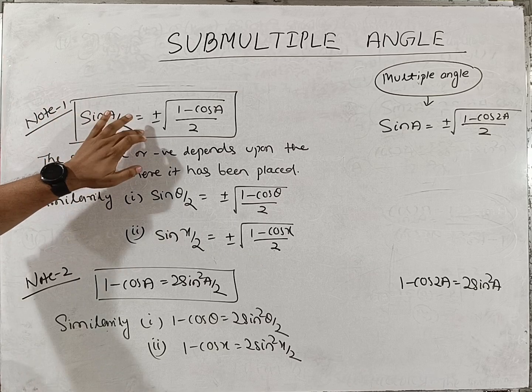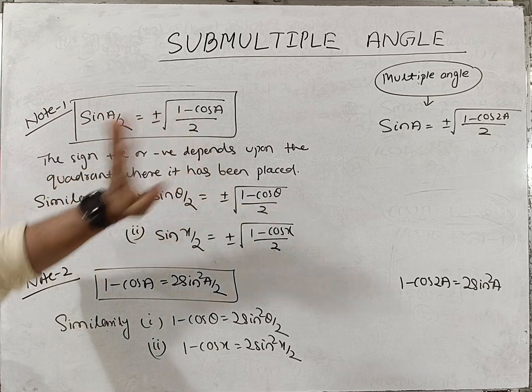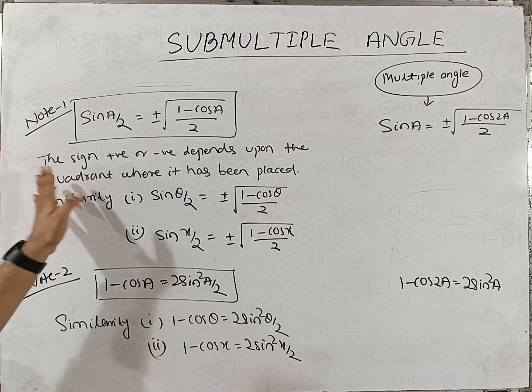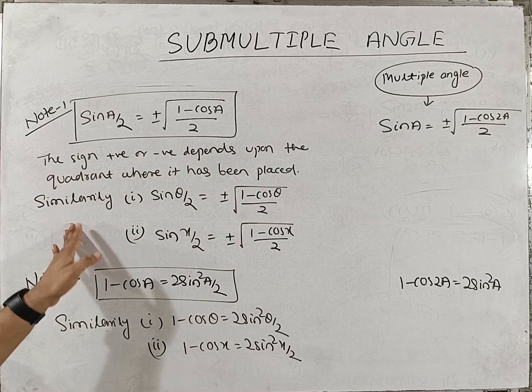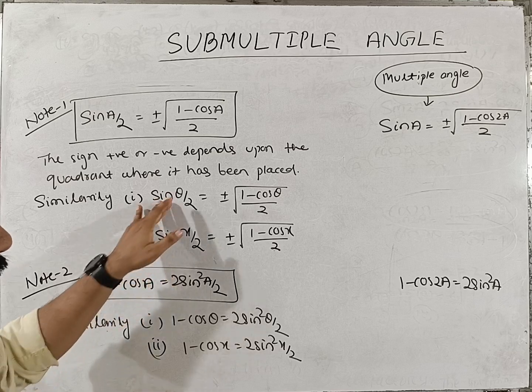So sin A by 2 will be plus minus square root of 1 minus cos A whole divided by 2. The sign positive or negative depends upon the quadrant where it has been placed. Similarly, in terms of theta and x, it has been written here.